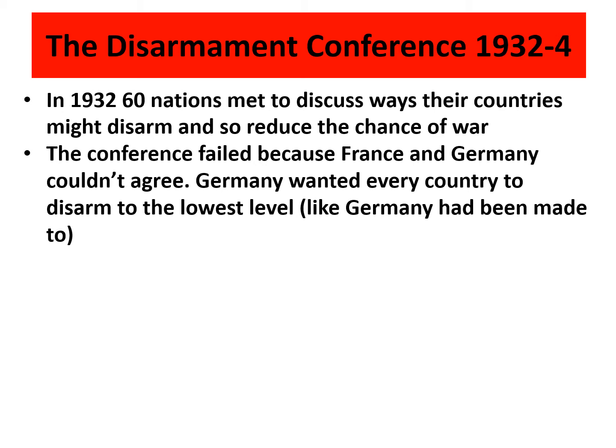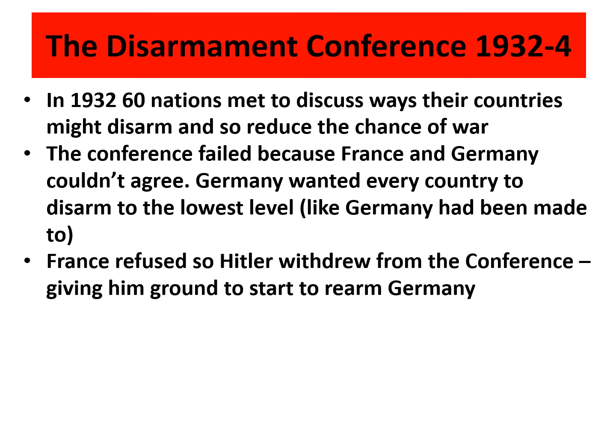Germany wanted every country to agree to disarm to the lowest level, just like they had been made to do. So Germany kicked up a bit of a fuss, but they said this is dignified because we were told we weren't allowed an army of more than 100,000 after World War I. So shouldn't you all be the same? You are only allowed an army of 100,000, and then no one is a threat to each other and we're all equal. France refused this. So Hitler used that as an excuse to withdraw from the conference, and he went and started to rearm Germany.